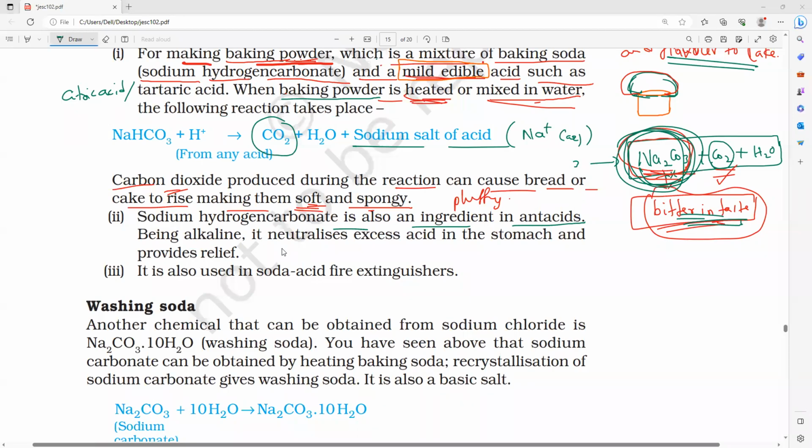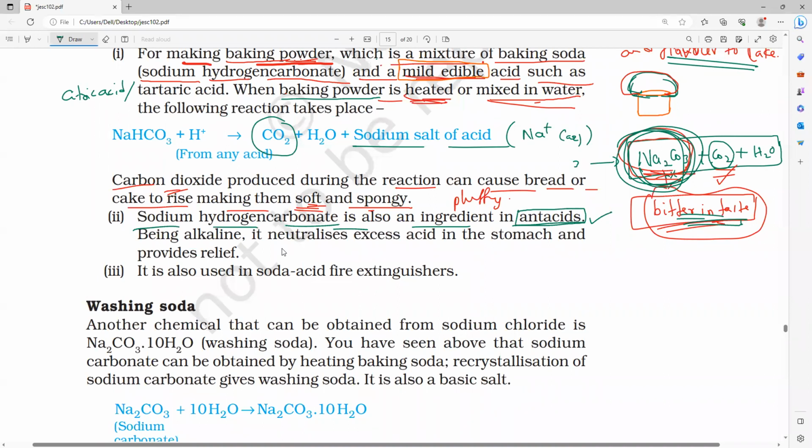Antacid. Actually, this is the main importance. We can use it as an antacid because we have only two mild bases. One is magnesium hydroxide, milk of magnesia, and the second one is what? Sodium hydrogen carbonate, or we can say sodium bicarbonate. That is what I have to remember.